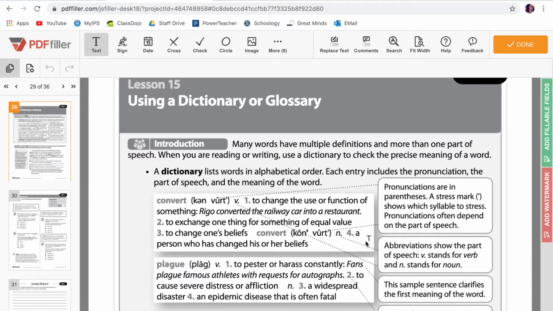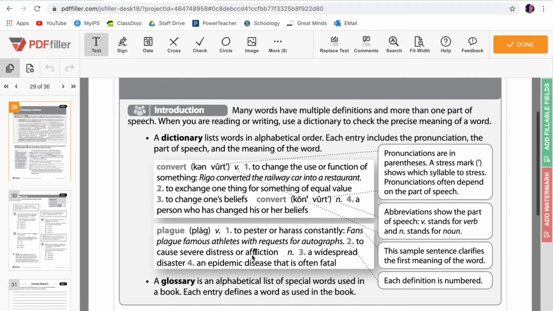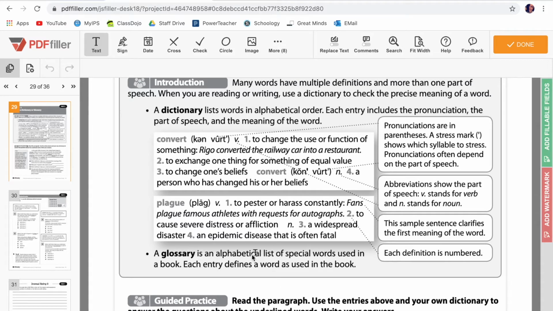So they are pronounced a little bit differently, sometimes depending on the part of speech. The second word is plague, which is a verb, to pester or harass constantly. Fans plague famous athletes with requests for autographs. 2, to cause severe distress or affliction. The next meaning of the word plague is a noun. It's a widespread disaster, an epidemic disease that is often fatal.